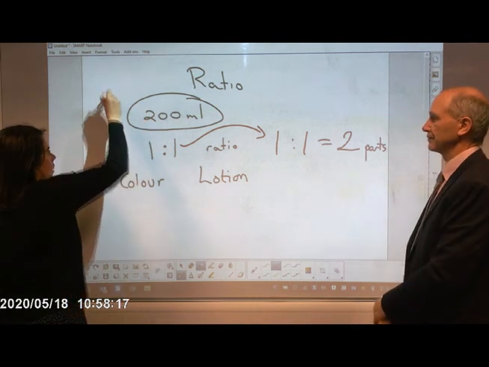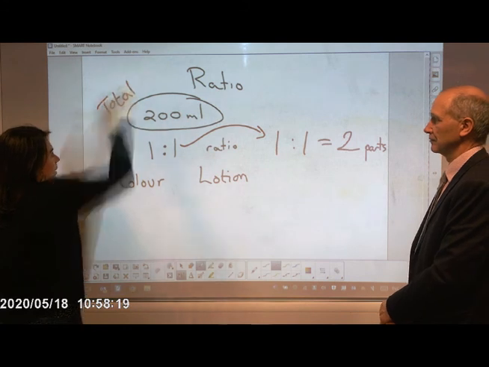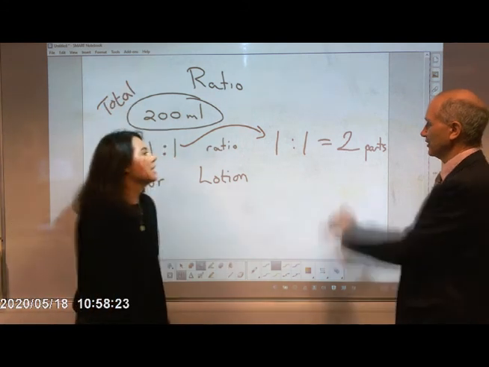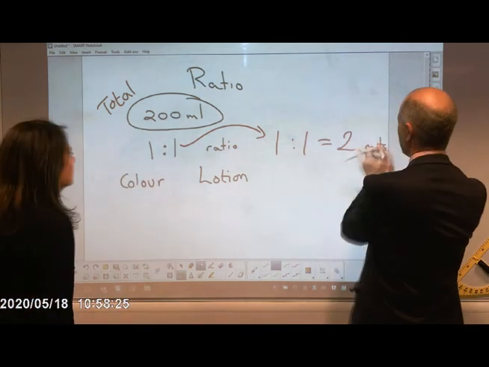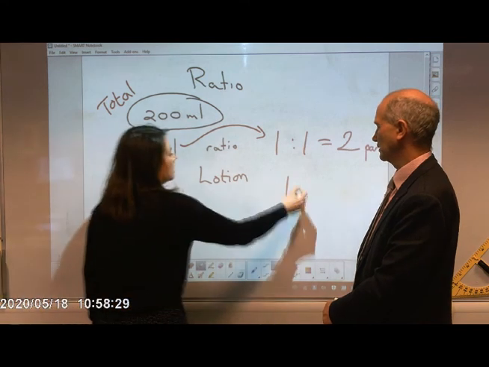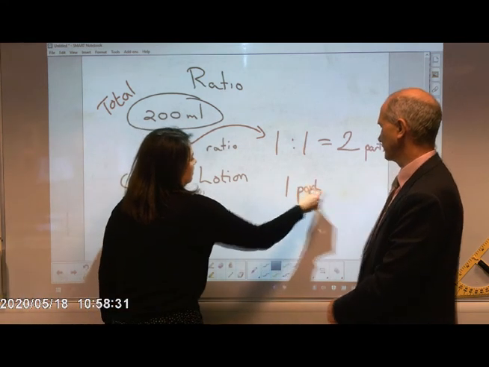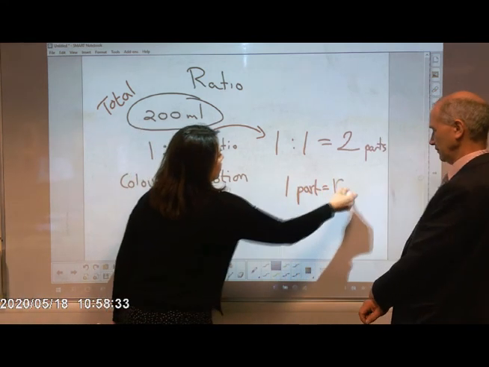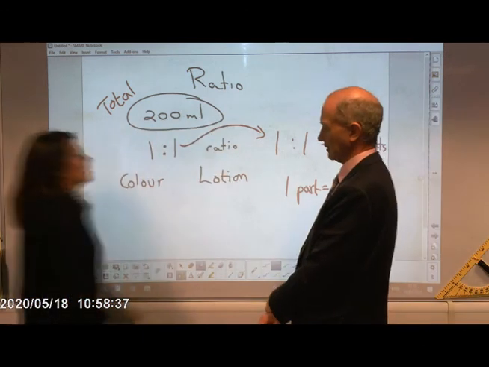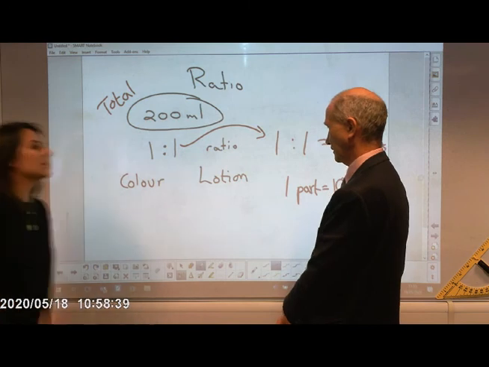This is your total. That's how much you should have in total at the end. So divide 200 by 2 and you get 100. That means that 1 part is equivalent to 100 millilitres, because 200 divided by the 2 parts that we have is 100 millilitres.